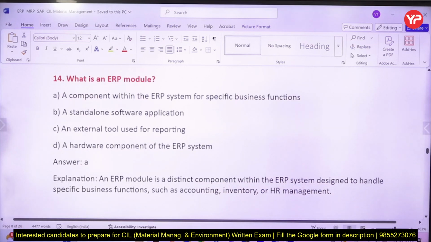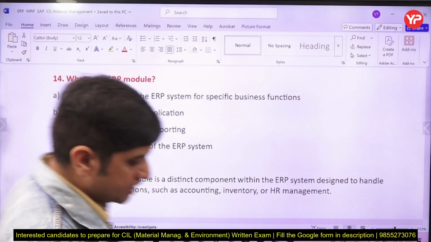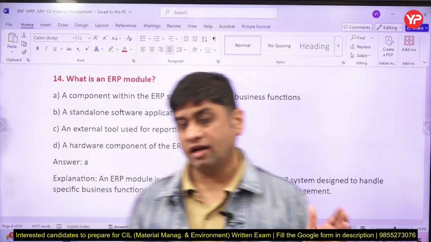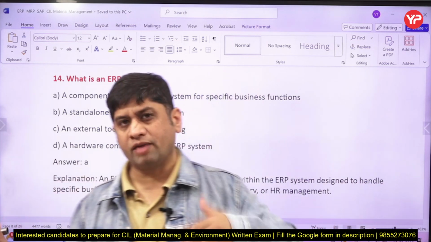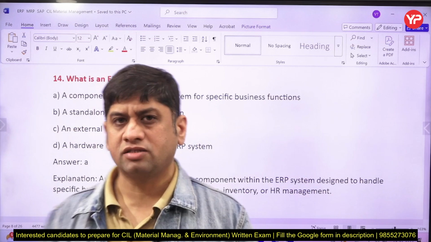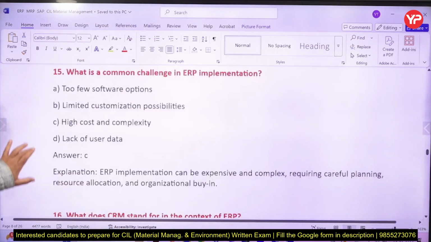What is an ERP module? So ERP system is a very vast system in which there are different modules, different components, for specific business requirements. Like for inventory, a separate module of ERP will come, for HR a separate module will come, for customer relationship management a separate module will come, sales a different module, marketing a different module, personnel relations a different module, project management a different module, finance accounting a different module. So ERP will have a lot of different modules.